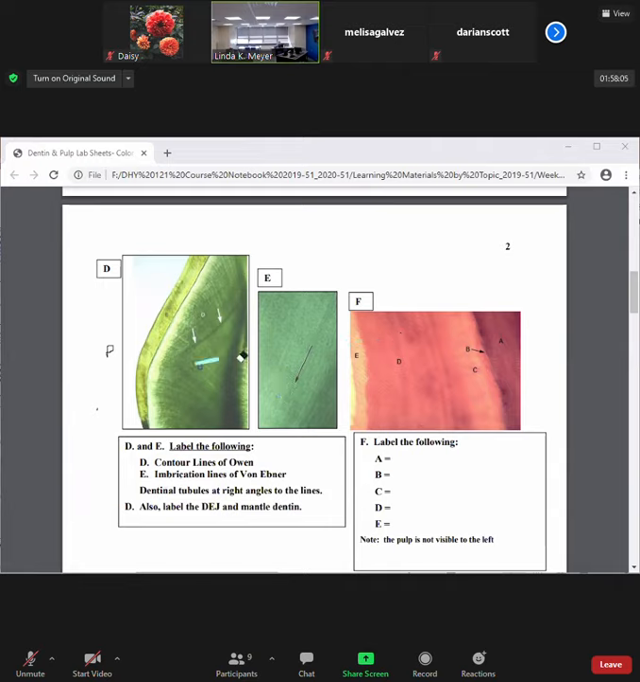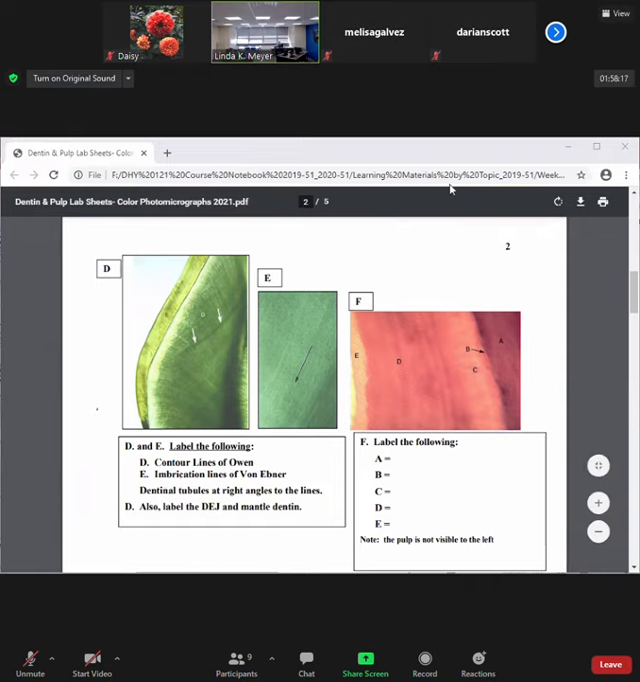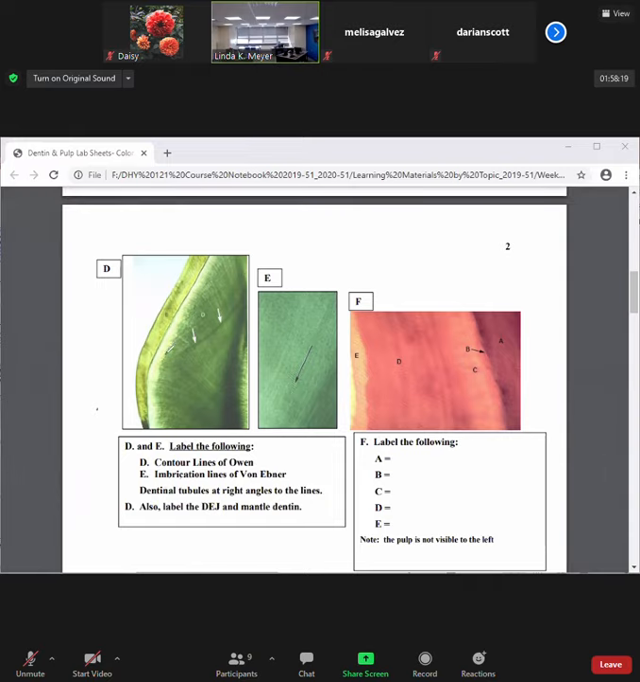So D and E represent crown sections, but again, we can see pretty clearly the mantle dentin and the circumpulpal. So here's the mantle, the first few increments of the dentin, and then the rest of the dentin, whether it's primary or secondary, is circumpulpal. So there's mantle, there's circumpulpal. You know, this would be the enamel, and then here's the DEJ.